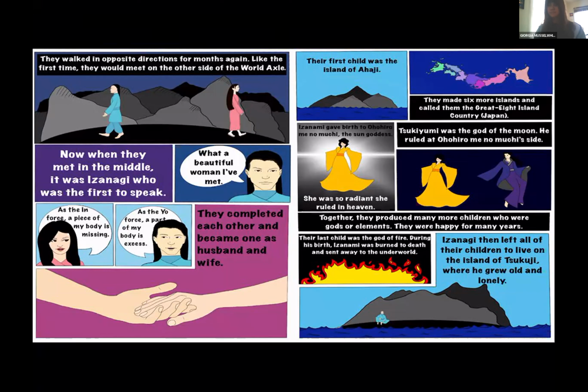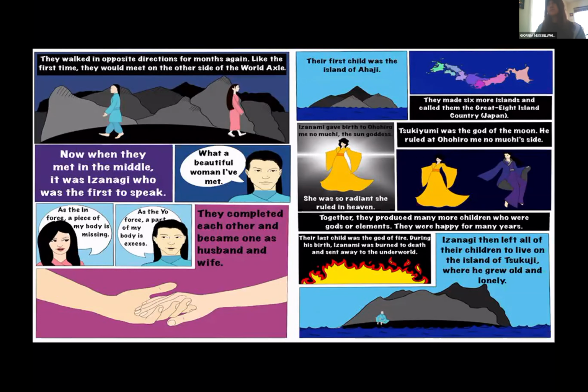They completed each other and became one as husband and wife. Their first child was the island of Awaji. They made 6 more islands and called them the Great Eight Islands Country, Japan. Izanami gave birth to Amaterasu Omikami, the sun goddess. She was so radiant, she ruled in heaven.